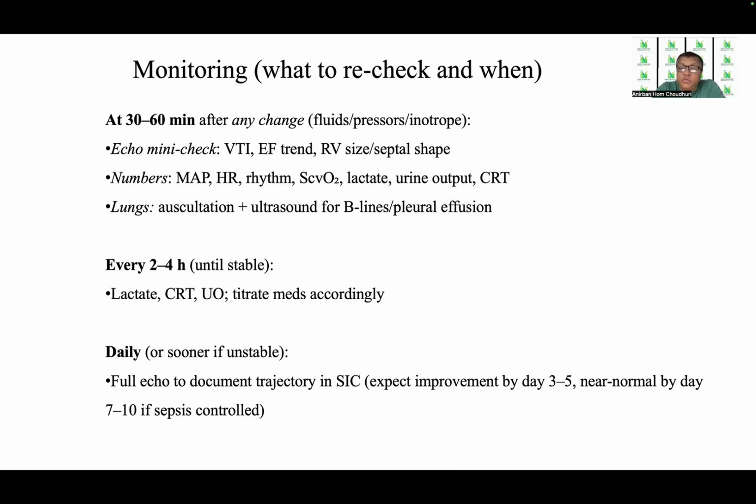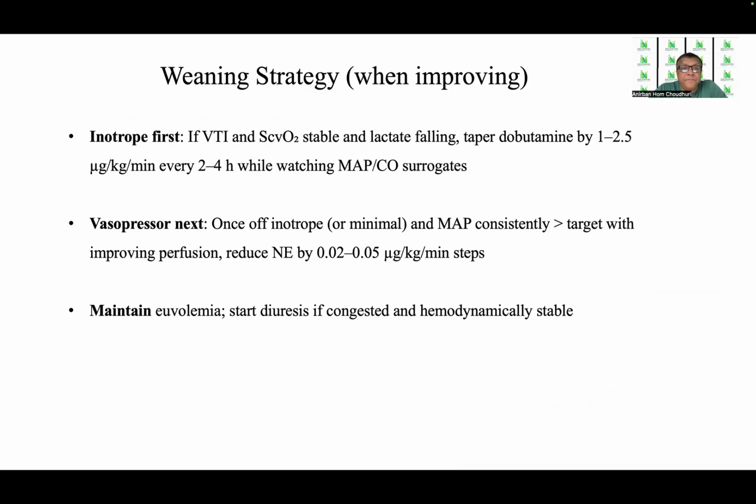Although we expect improvement by day 3 to 5, and near normal by day 7 to 10 if sepsis is controlled. So the weaning strategy when improving: first we wean from the inotrope if the VTI and SCVO2 are stable, SCVO2 and the lactate is falling. Then we taper dobutamine by 1 to 2.5 mics per kg per minute every 2 to 4 hours while watching the MAP and the cardiac output as surrogates.